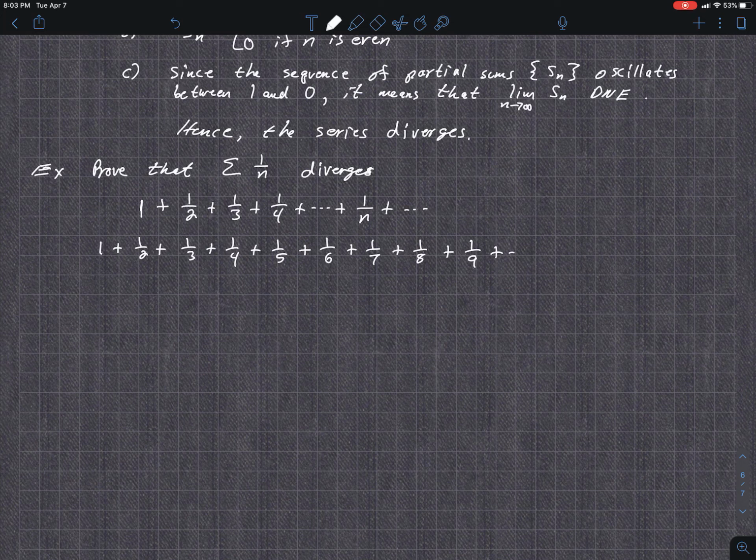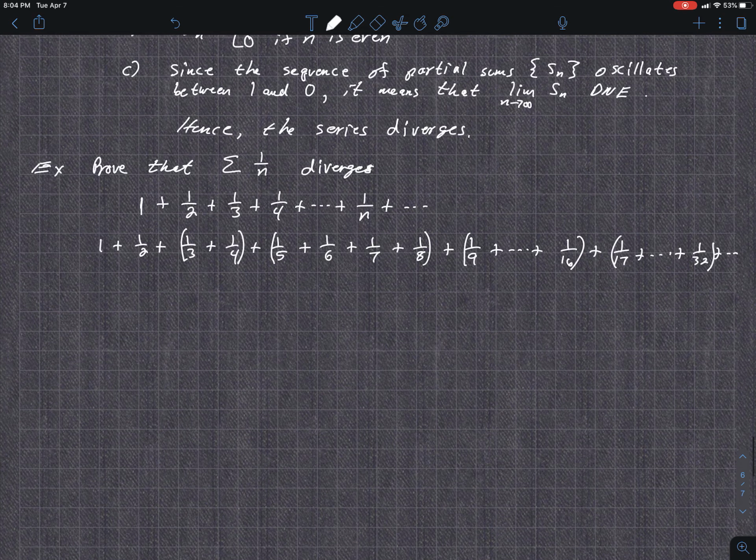And I might skip ahead because this takes a bit of time. But at least you will see what the argument is or how they might do it. So see how cumbersome this is? So you group these terms like this, and all the way up to 1/8, and then 1/9 to 1/16, 1/17 to 1/32, etc.